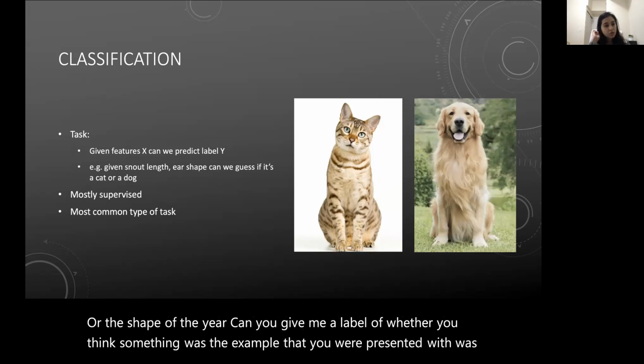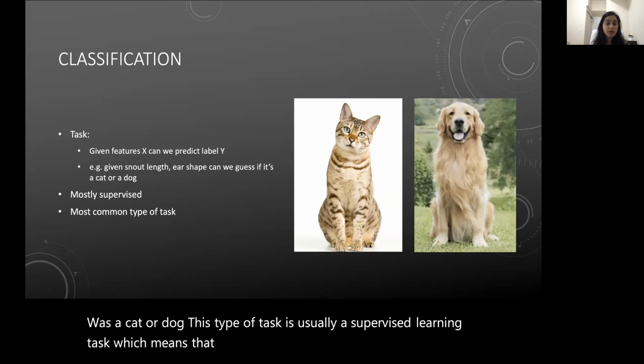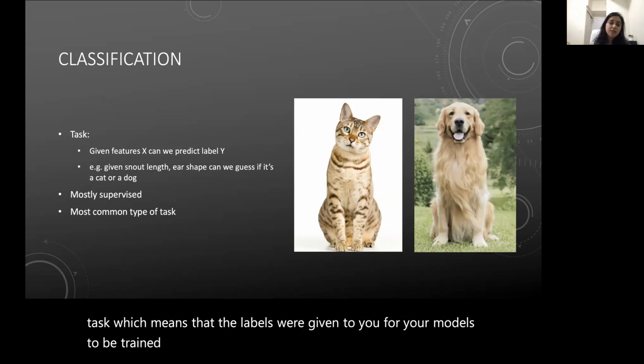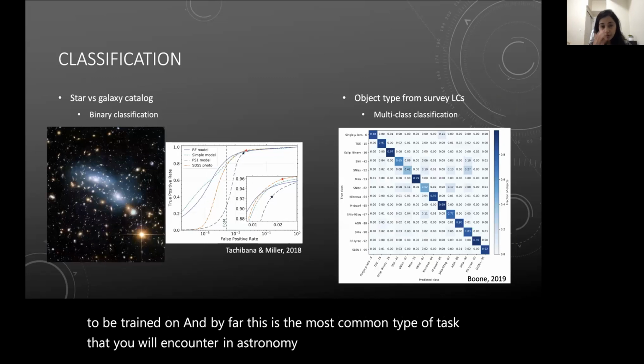This type of task is usually a supervised learning task, which means that the labels were given to you for your models to be trained on. And by far, this is the most common type of task that you will encounter in astronomy. So I had to pick two examples. So here they are.